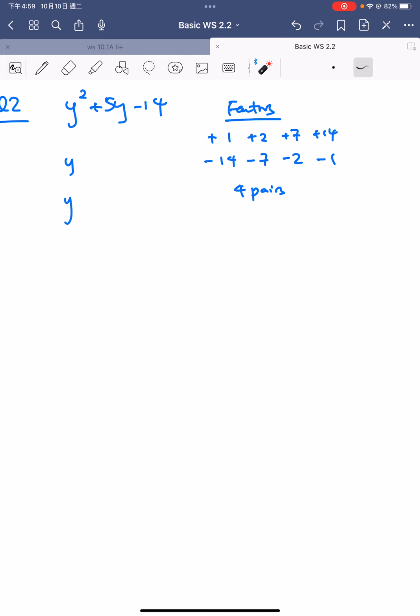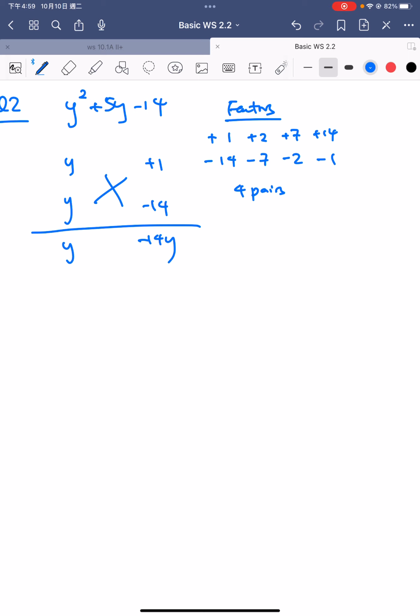Let's try them one by one. For the first try, we have positive 1 together with negative 14. We use our cross method and times them together. y times negative 14 gives you negative 14y. y times positive 1 gives you positive y. You plus them together, so 1 minus 14y, and the answer equals negative 13y. It's not the same as the positive 5, so you can cross out the first answer. So this is the first try.